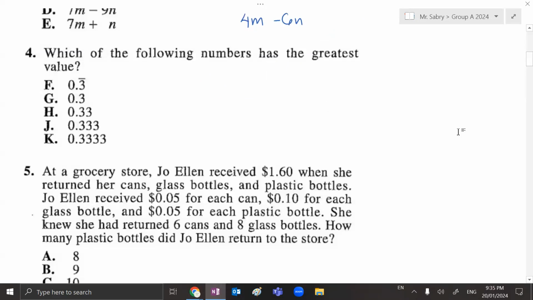Which of the following numbers has the greatest value? Now 0.3 and then there's a dash. This dash means that whatever is under this dash will be repeated an unlimited number of times. Which means that 0.3 is the same as 0.33333 unlimited number of times. So definitely this has to be the biggest among all of them. When you look at the rest, they're big, but they're not as close as this one. This one is the biggest, closer to 1. That's how you think about it.